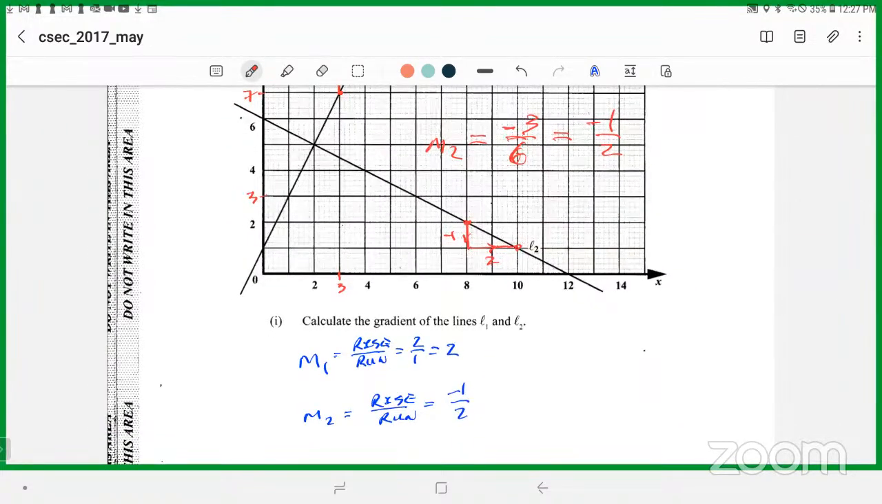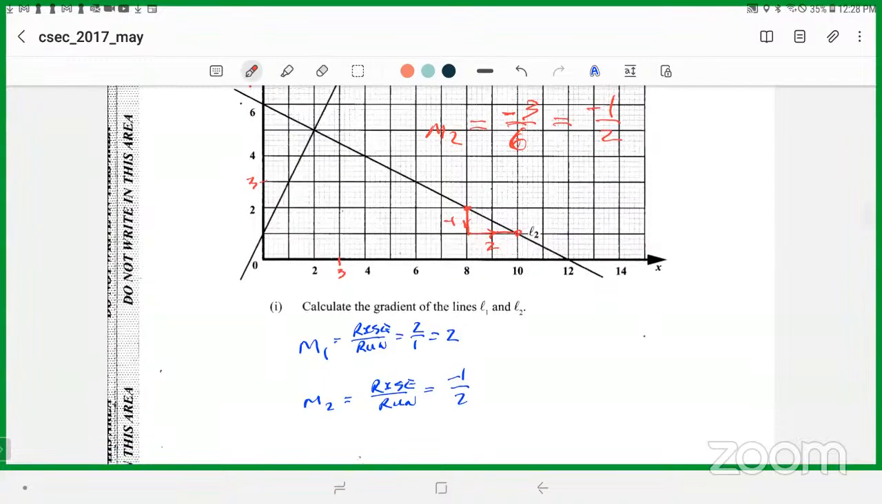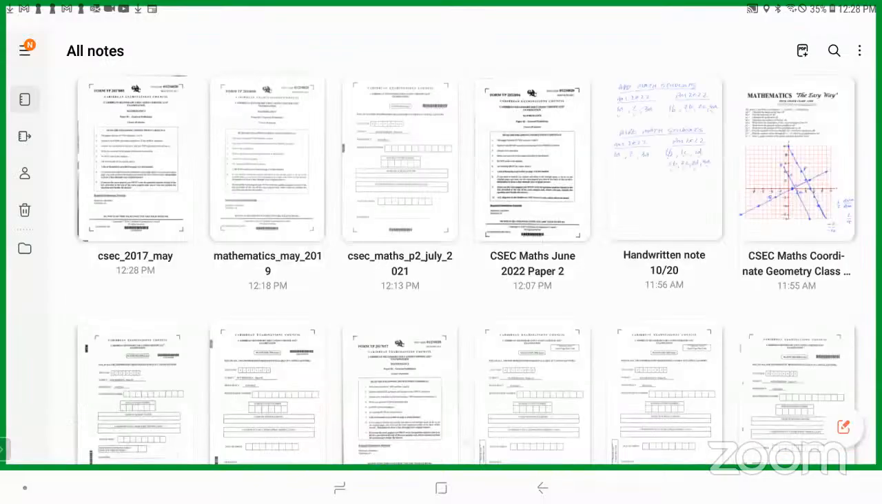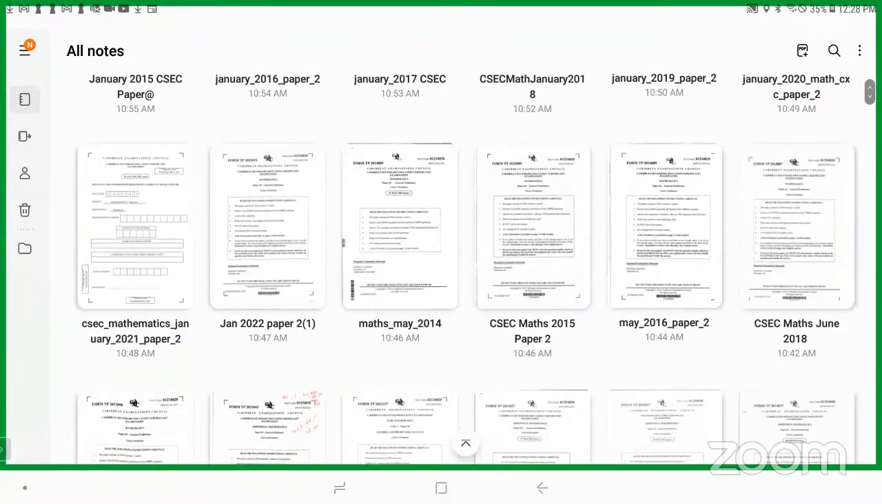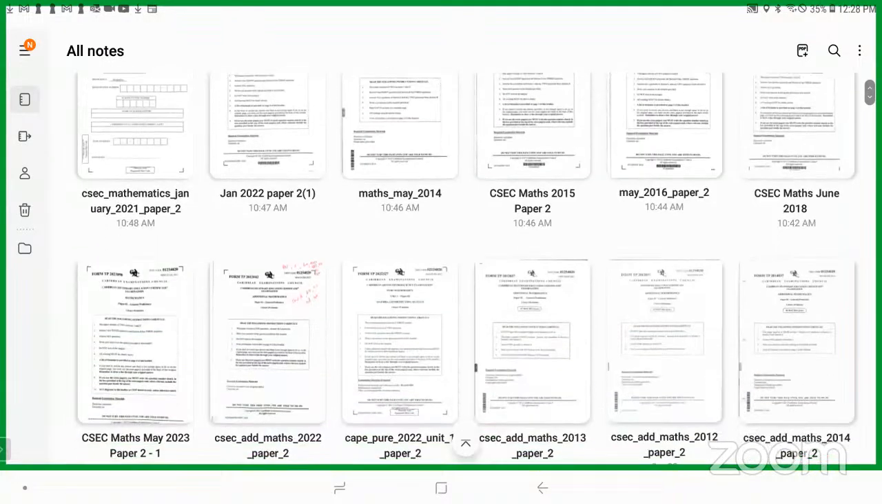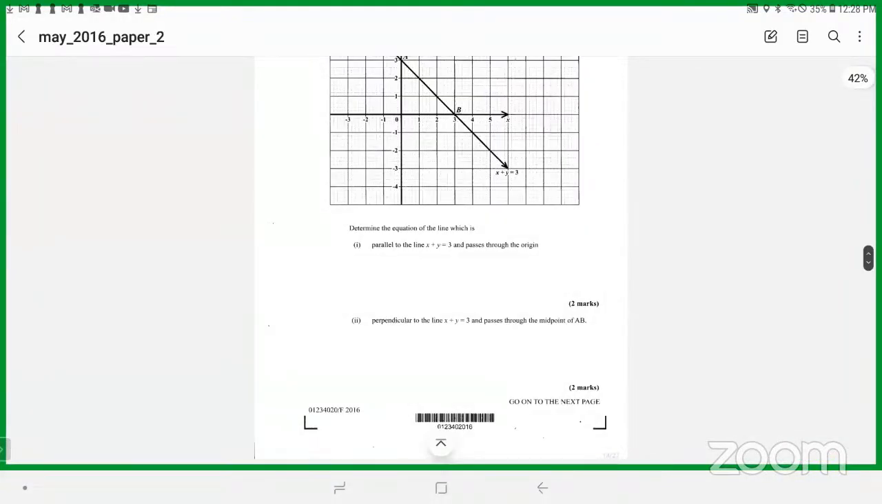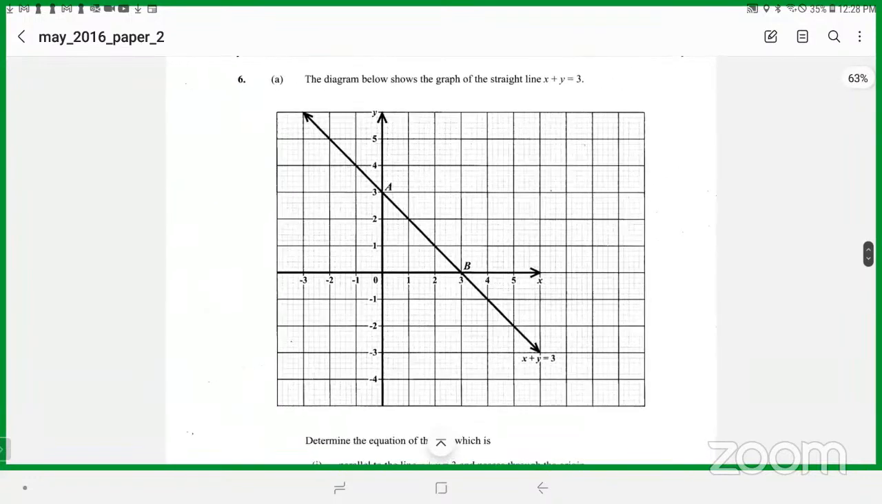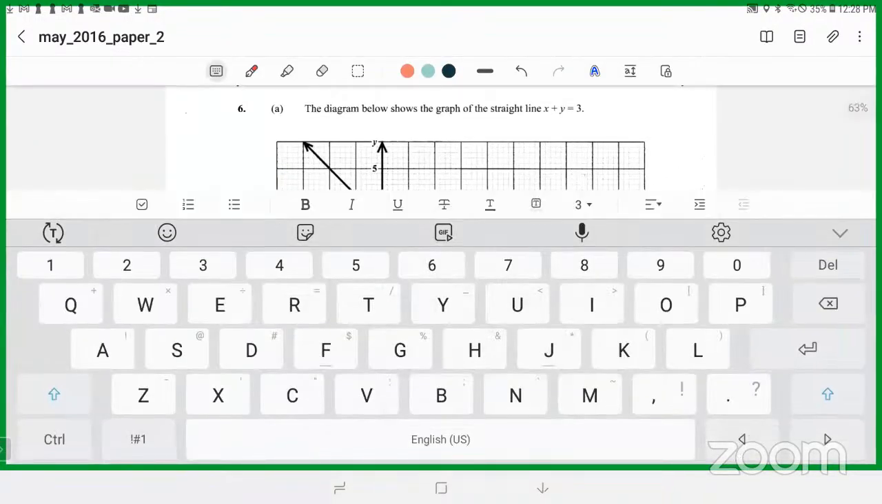All right, good. There's another question on 2016. Let's look at it. May 2016. We're doing the May ones first. All right, let's look at 2016 May, May, June 2016 is right here. All right, here's another question. This time it's question 6. Let's look at this one now.